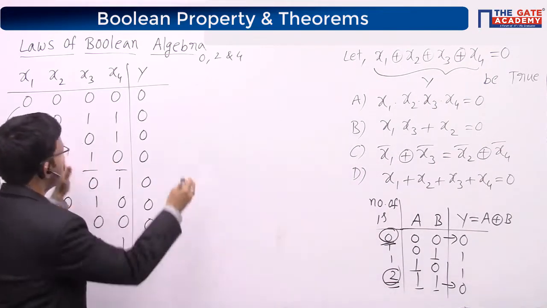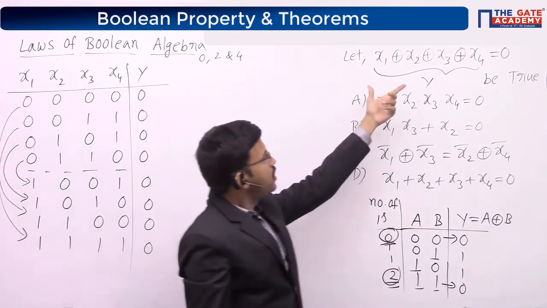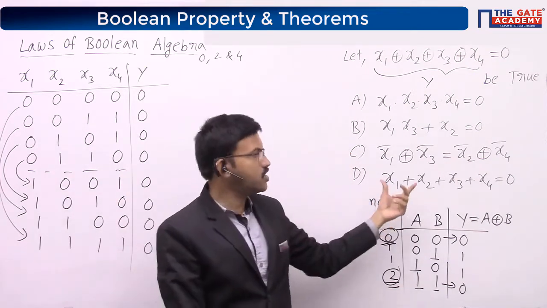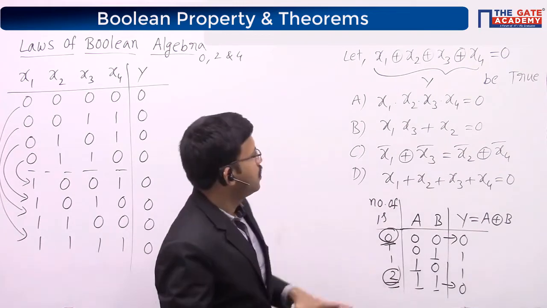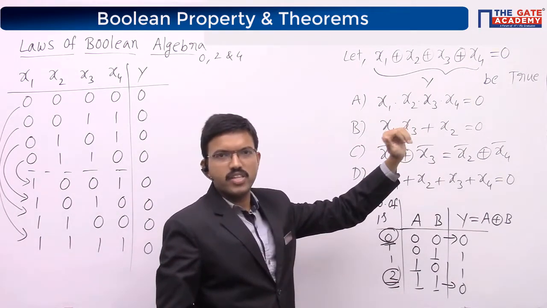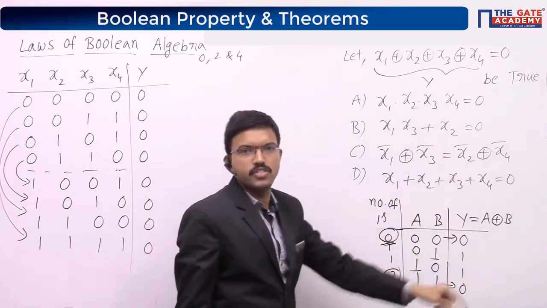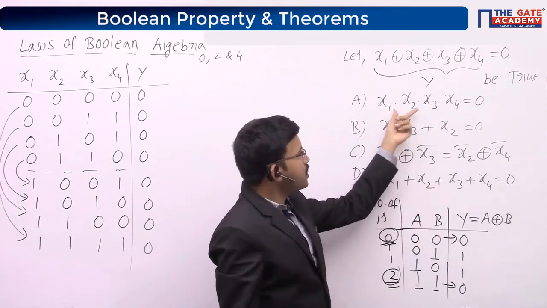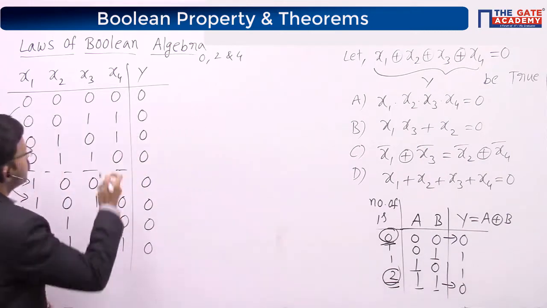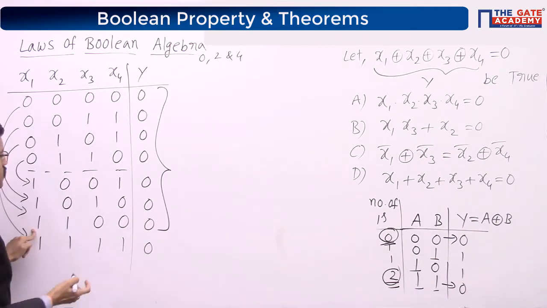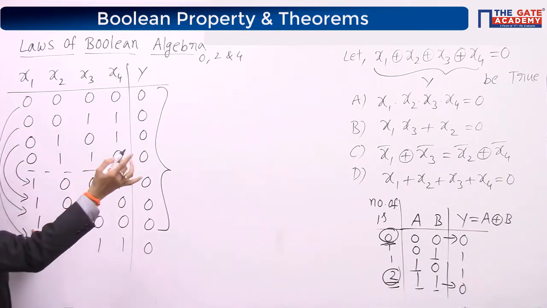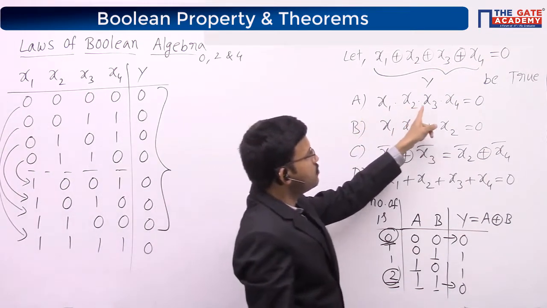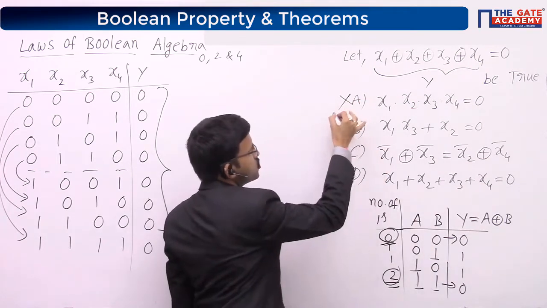Okay, so now I have considered the combinations for which y equals 0. Now among the 4 choices, for all these combinations, whatever relation is given has to be true. Right? Now let us verify option A, whether it is true or not. Here we have a logical AND. If you observe, the output of this will be 0 if at least one of these variables is 0. So from this combination to this combination, you have at least one of the inputs as 0, so you will get output 0. Whereas for the last case, all the variables are 1. If you substitute all the variables as 1, you will get output 1. That means option A is not correct.